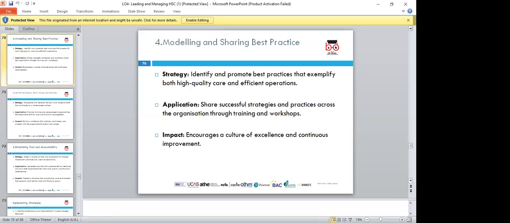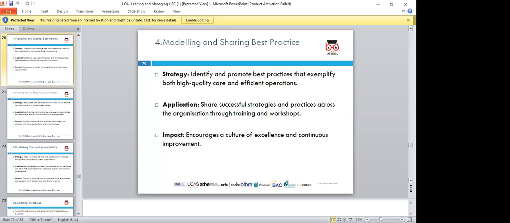Strategy: identify and promote best practices that exemplify both high quality care and efficient operations. Application: share successful strategies and practices across the organization through training and workshops. When we're talking about best practices, we are looking at the best things that the organization needs to do to help the patients or to help the staff.